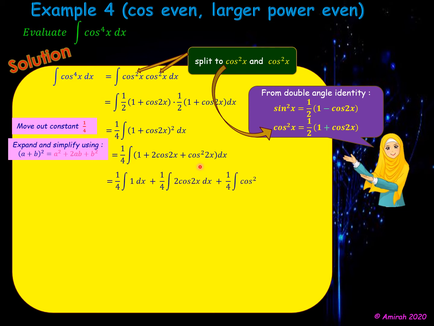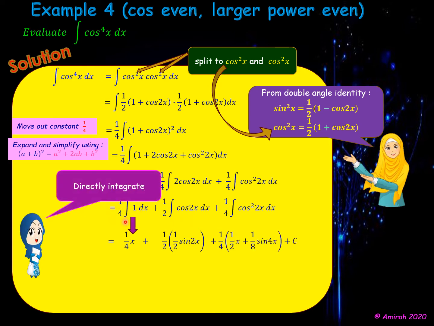Then we separate one by one, and each integration must have 1 over 4 in front. Okay. And after that, we simplify 1 over 4 and 2, so we have 1 over 2 integration of cos 2x. And after that, we can integrate one by one. We can integrate 1 and the answer is x. We just use direct integration.